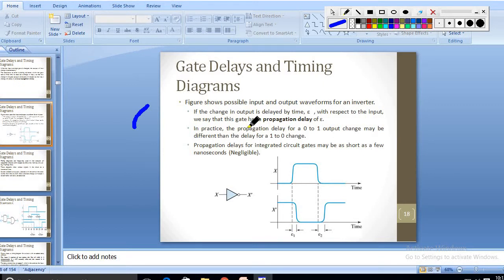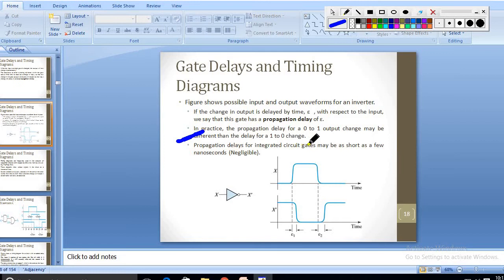Okay, in practice the propagation delay for a 0 to 1 output change may be different than the delay for a 1 to 0 change. Here the output is changing from 1 to 0, and here it is changing from 0 to 1. These two are not equal; it depends on the input. That is what it means: in practice the propagation delay for a 0 to 1 output change may be different than for a 1 to 0 change. Is it clear?